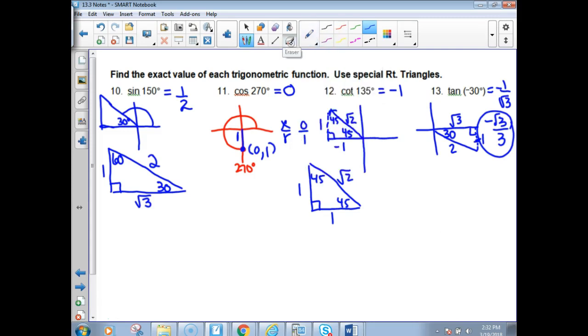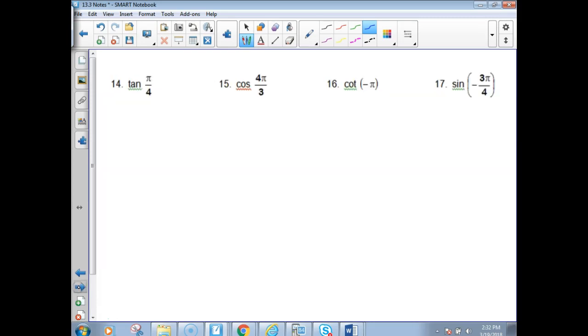I kind of wrote on top of some of my notes here. Hold on. That was negative 1. Okay, negative square root of 3 over 3 is the exact answer.